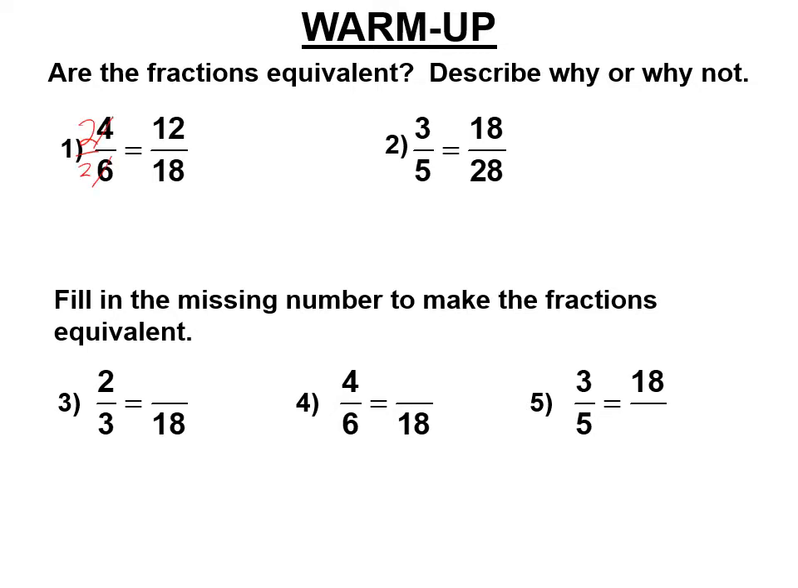4/6 simplifies to 2/3. 12/18, both divisible by 3. 3 goes into 12 four times. Oh, that's 4/6. This is 6, right? Common mistake. So yes, they both simplify because 12 and 18 are divisible by 6. They both simplify to 2/3.